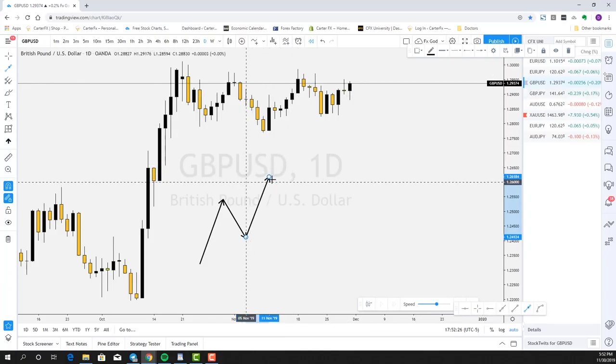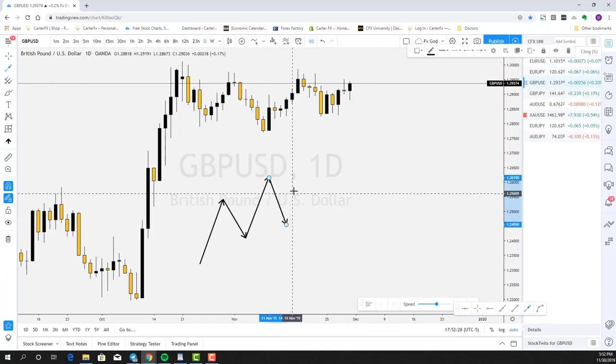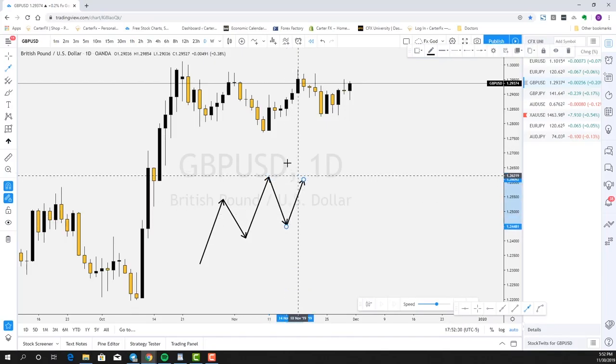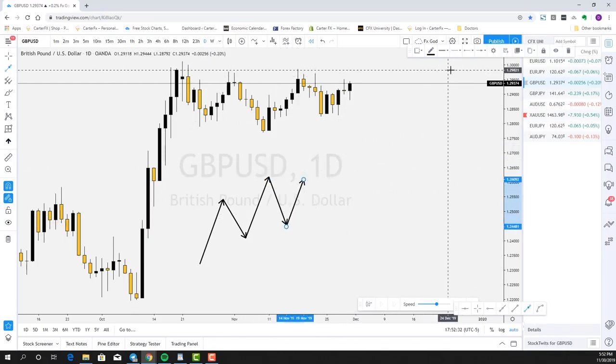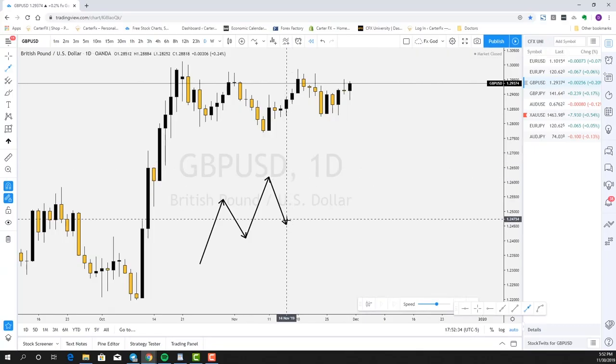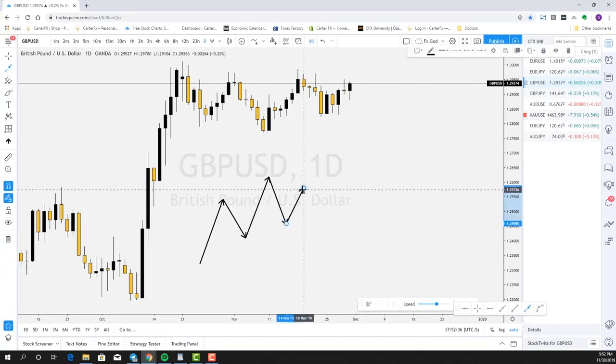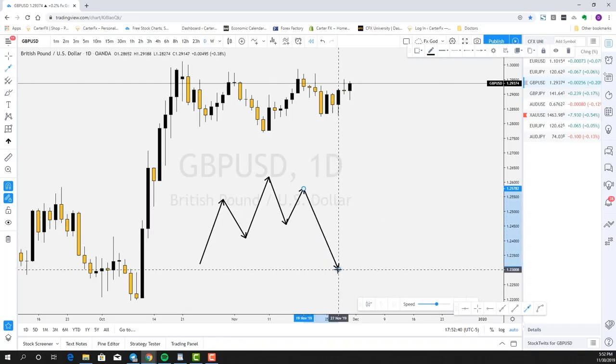I can either get a pullback that leads into an equal high, or I can get a pullback that's going to lead into a lesser high. And the lesser high is what leads to what's called a Quasimodo. So your Quasimodo is actually a structural reversal pattern. Now, most retail traders look at this particular movement and classify it as a head and shoulders.